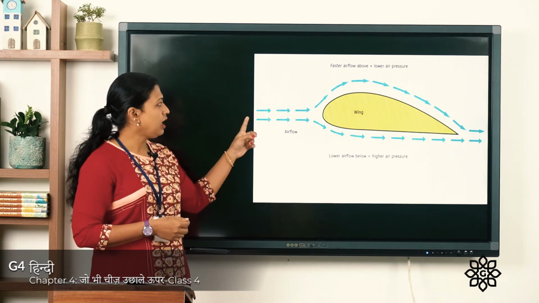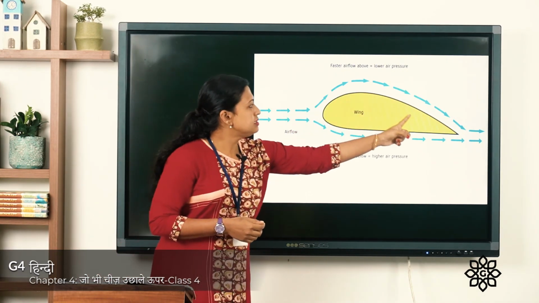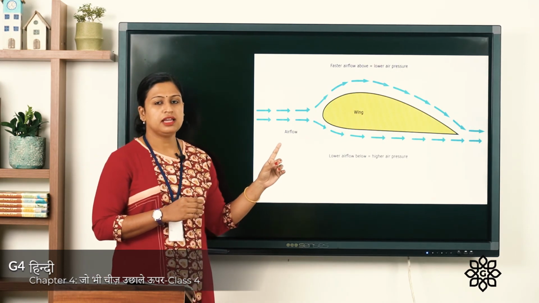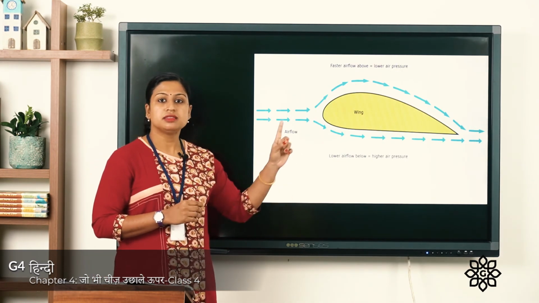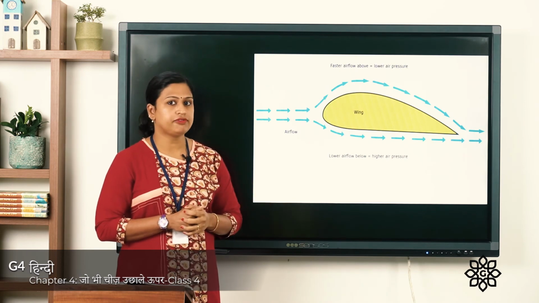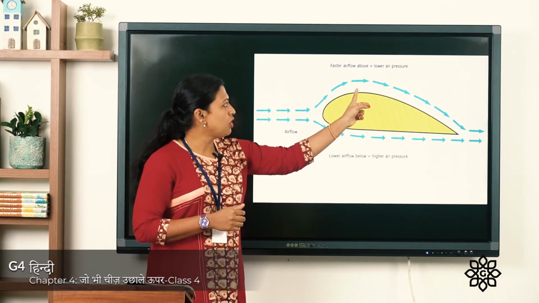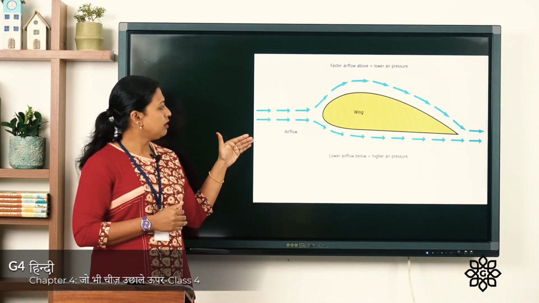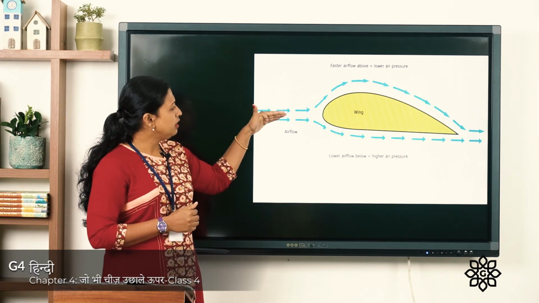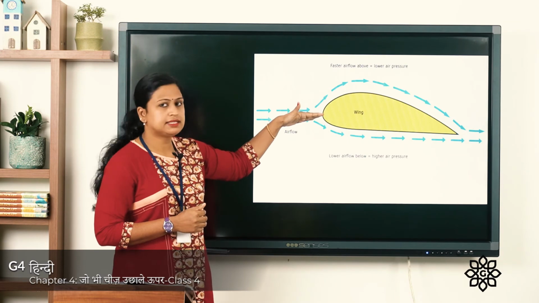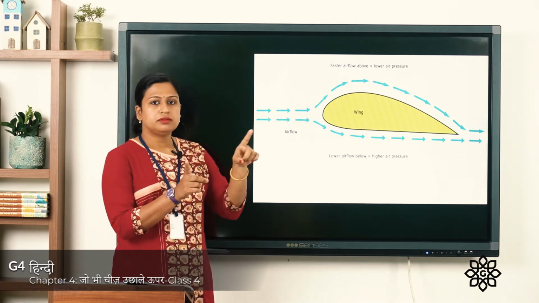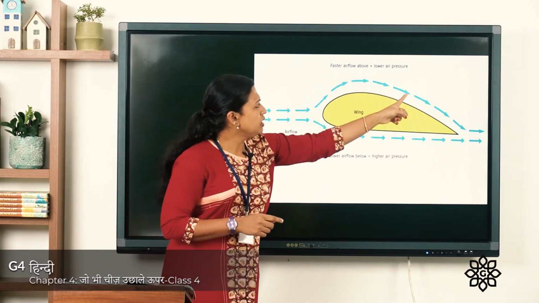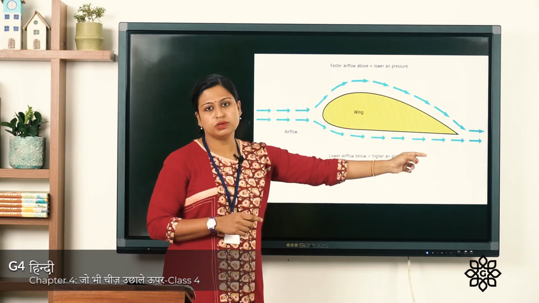Now this is the airflow and this is the wings of aircraft. You can see it has a special shape. This shape is known as airfoil. You can see a bulge on the top, then the bottom. So when the airflow meets this wing, it divides into 2 streams. One, the upper stream and the lower stream.